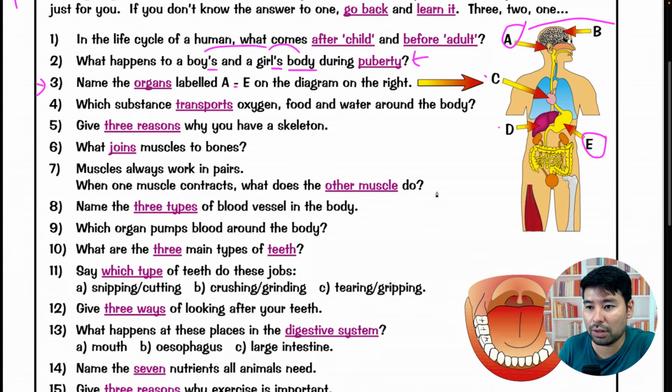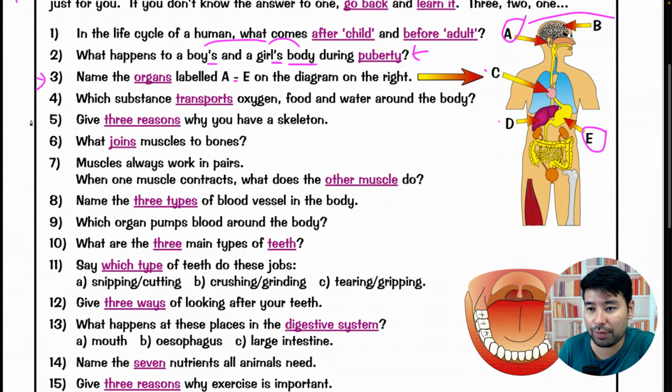4. Which substance transports oxygen, food, and water around the body? So which substance? What is the name? Okay. Number 5. Give 3 reasons why you have a skeleton.